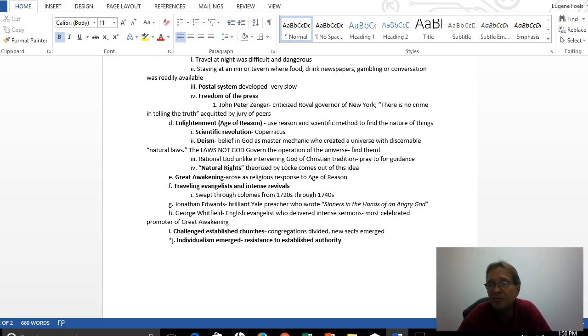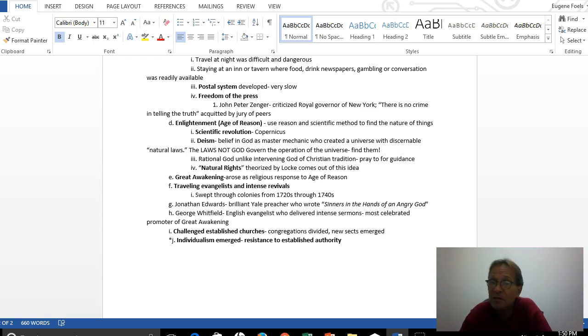What do these evangelists do? They basically challenge the establishment, the established churches, right? They're getting a little bit old. They're getting a little bit boring. And now you've got these new faces, these new preachers coming in. They're lively. They speak with great passion and emotion. And that helped to spur people to seek more religious answers again for the problems of the day.